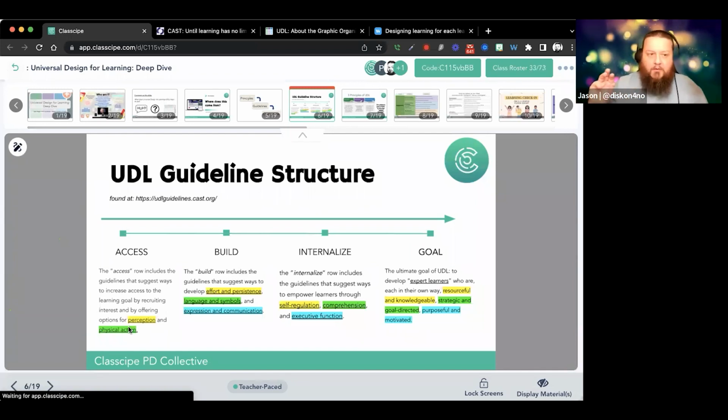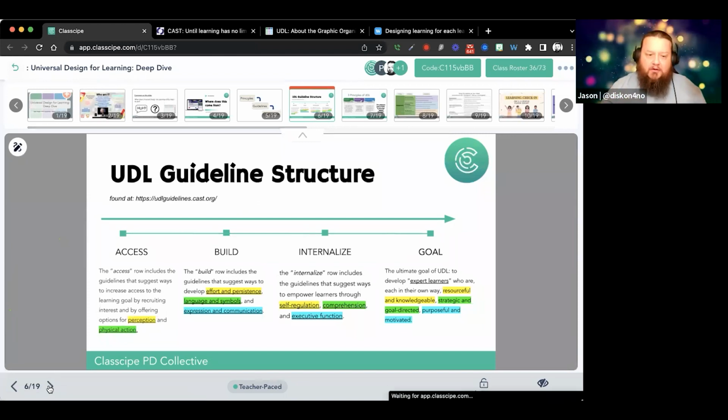The goal part is what we want all of our users and students to have, and we want them to be resourceful and knowledgeable, strategic and goal directed, purposeful and motivated. I'm an adult who's been doing this a long time, and I want to be able to do this myself. And so obviously these are our goal, and they're relative, of course, to the age and the space of the students. But this is how the structure of the guidelines work. You start with your access level, which is the most basic, and they move down this structure, this continuum. Okay. We'll have time in a moment to explore these.